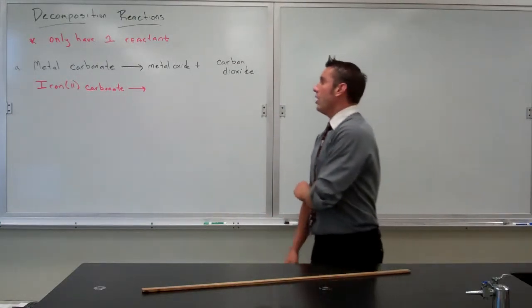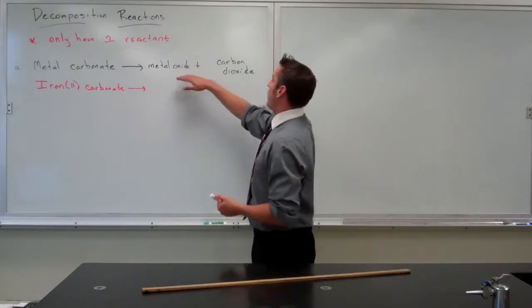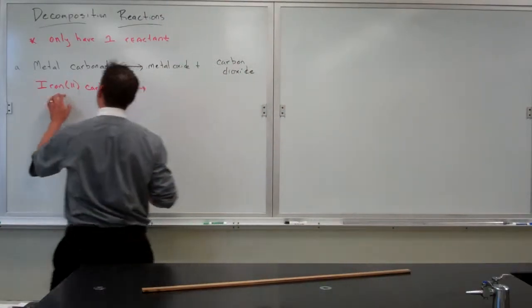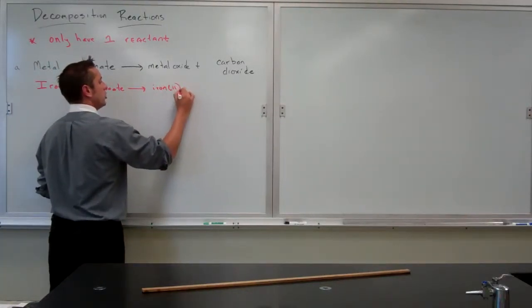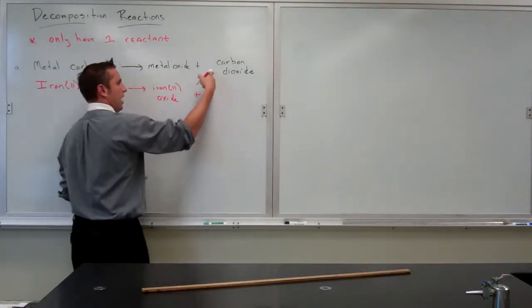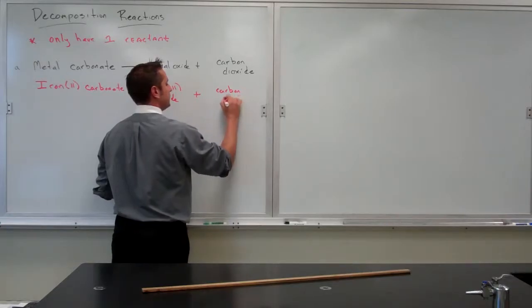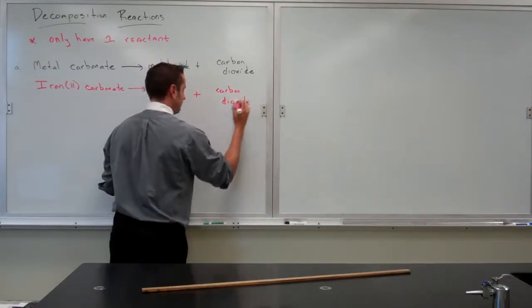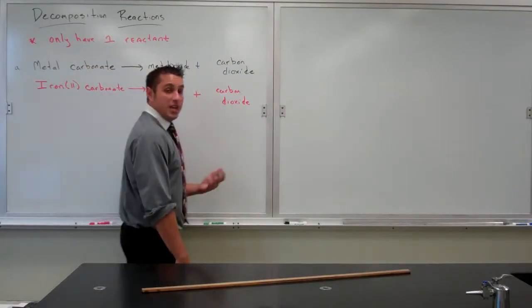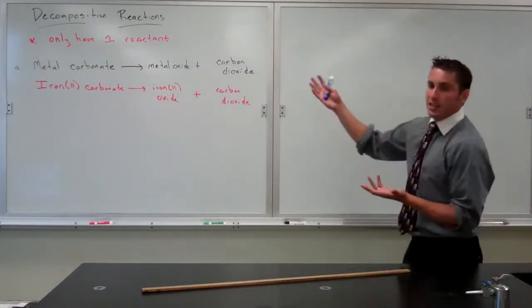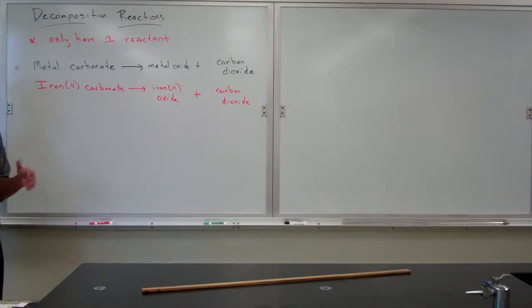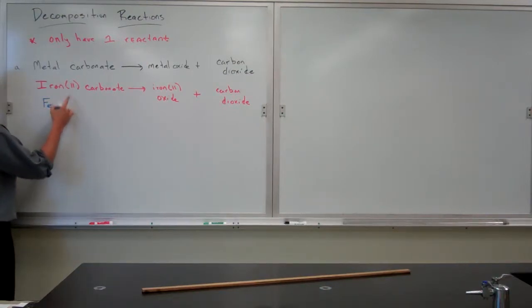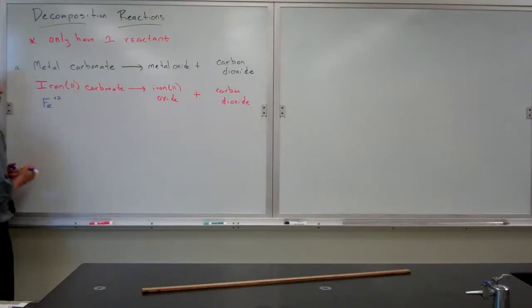Well, if metal carbonates break up into metal oxides and carbon dioxide, iron II carbonate will break up into iron II oxide plus carbon dioxide. From here, it's simply a matter of writing and balancing a word equation. Iron II carbonate, element or compound? It's a compound. Does it have prefixes? No, which means we'll do symbols and charges and cross them. Iron's symbol is Fe. It has a charge of +2 due to the Roman numeral.